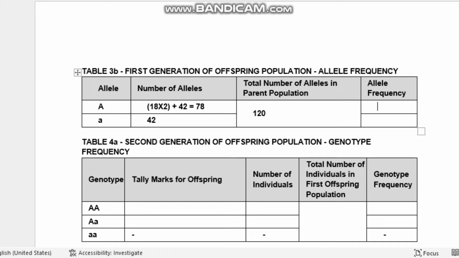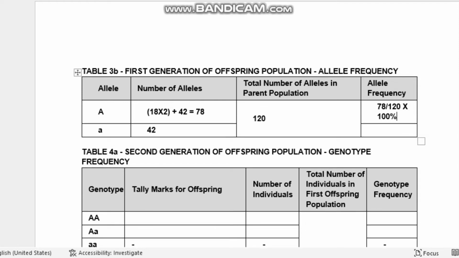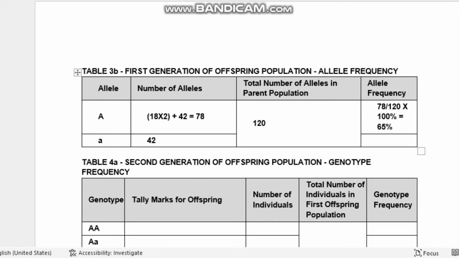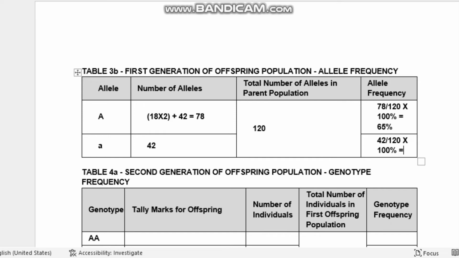And for the allele frequency, 78 over 120 times 100, and we get 65%. And for the small letter a, 42 over 120 times 100 equals 35%.